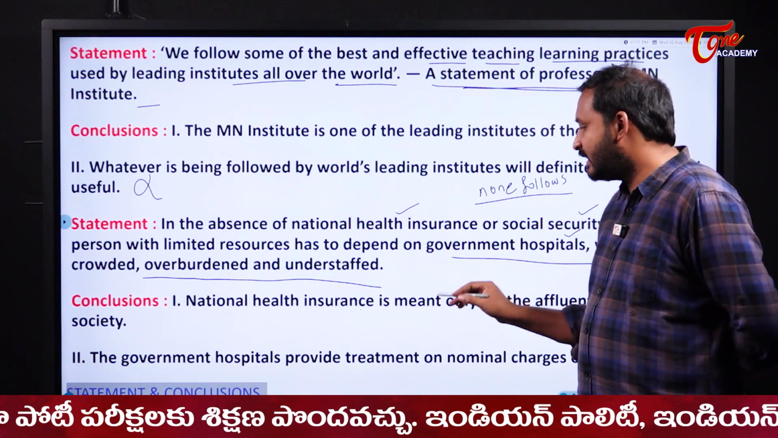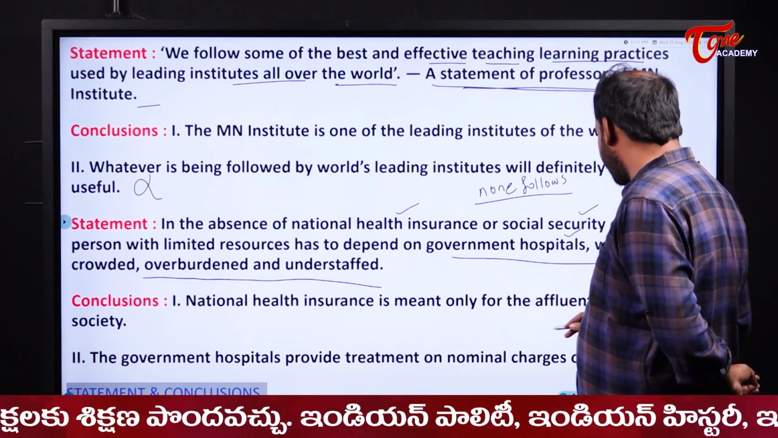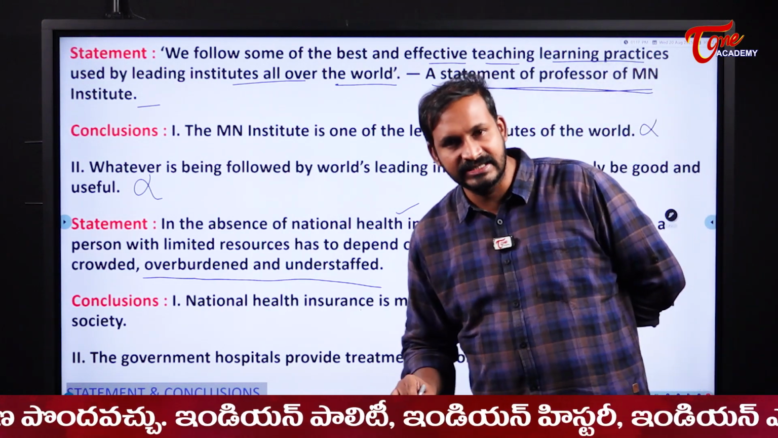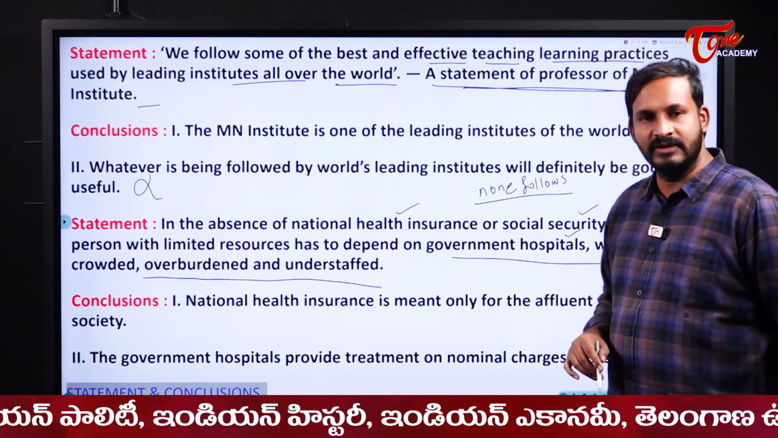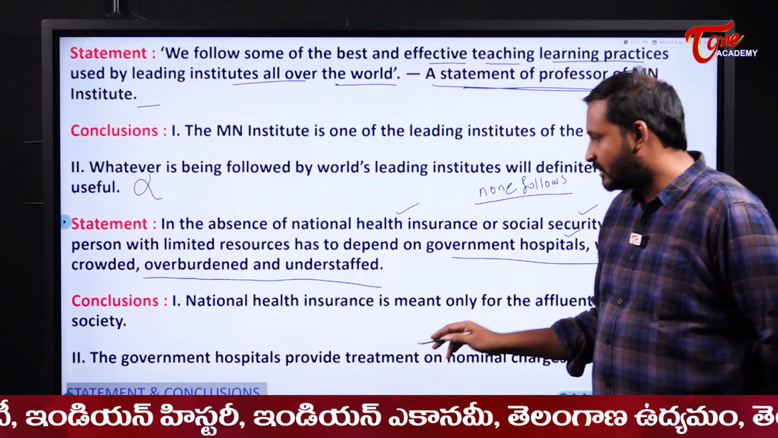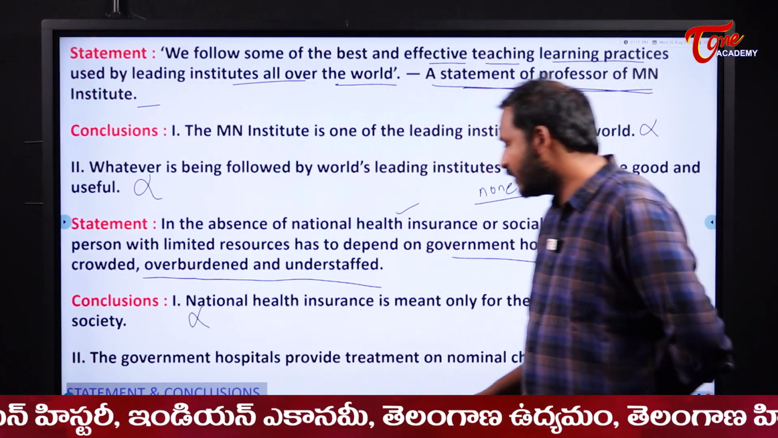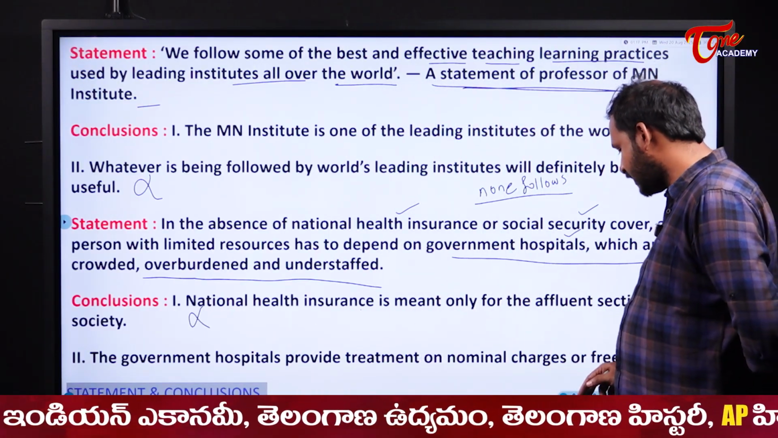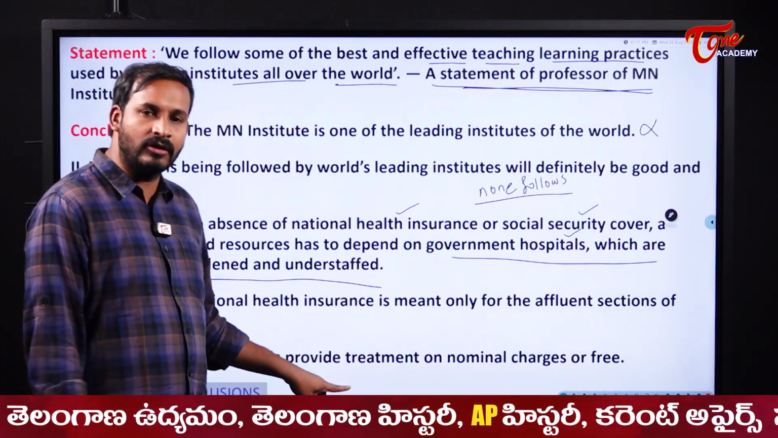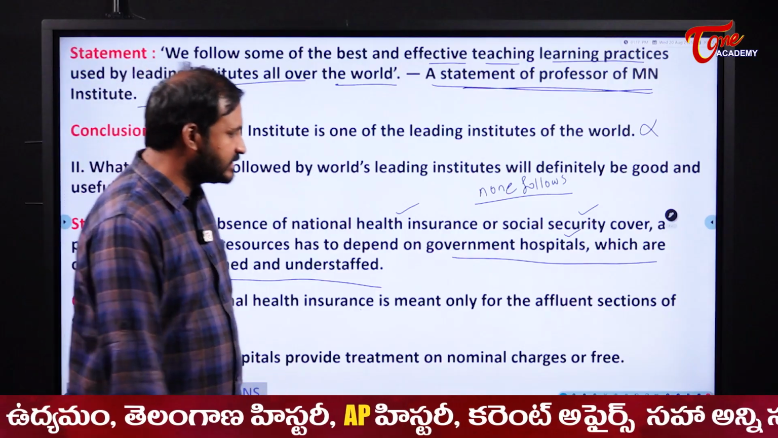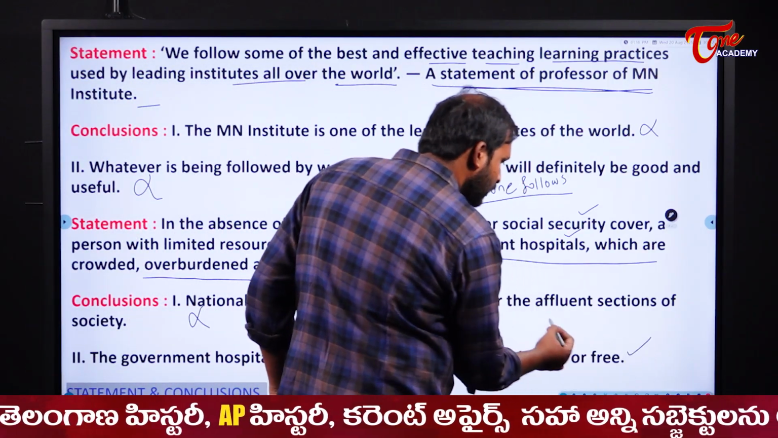Next, national health insurance is meant only for the affluent sections of society. Do they mention to whom the national health insurance will be given? No, right, in the statement. So that one is wrong. The government hospitals provide treatment on nominal charges or free. That is the reason, right? Those who cannot afford, they are going to government hospitals. Yes, that is correct.